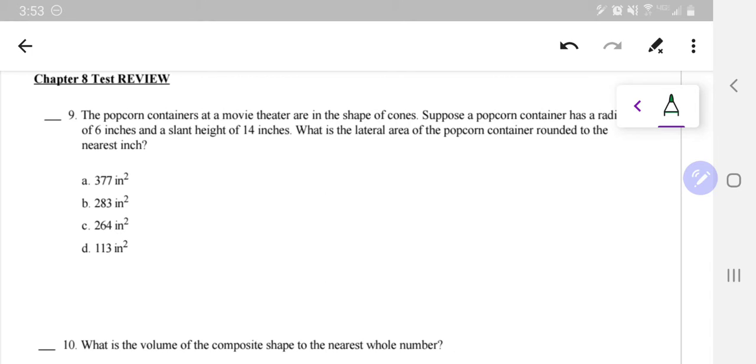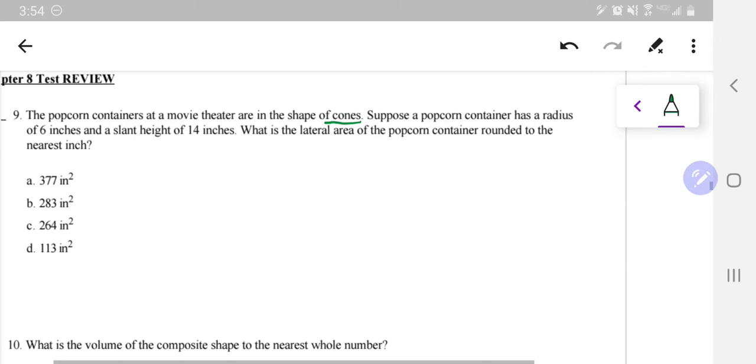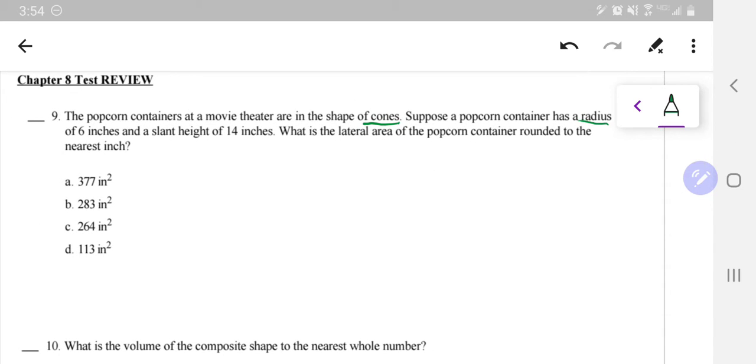Number 9, we're almost halfway there. The popcorn container at the movie theater is in the shape of a cone. We're dealing with a cone. Suppose the popcorn container has a radius of 6 inches and a slant height of 14 inches. What is the lateral area that we're looking for?